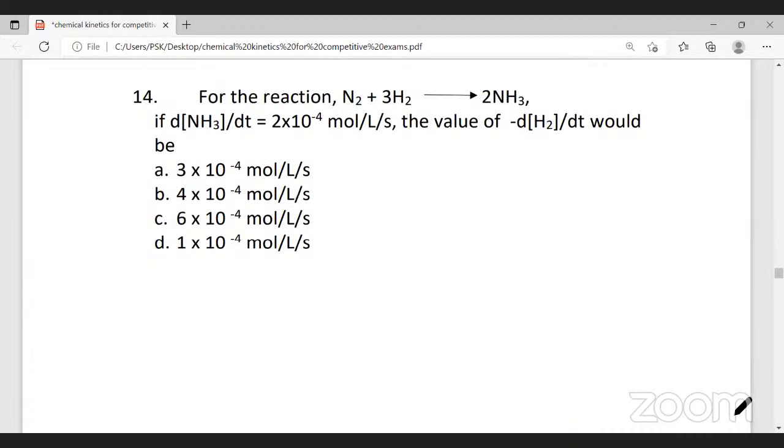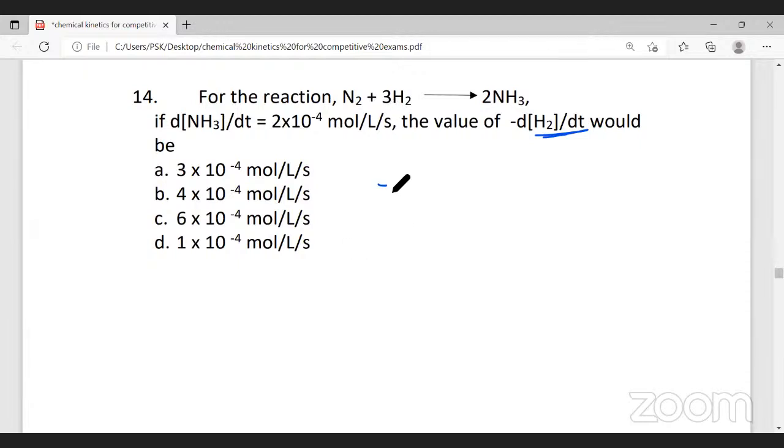For a reaction N2 plus 3H2 giving you 2NH3. If the change in concentration of ammonia with respect to time is 2 into 10 to the power minus 4 mole per liter, the value of change in hydrogen with respect to time they're asking. This is the first class what we learned in this chapter. How do I write the stoichiometrical rate equation for this?